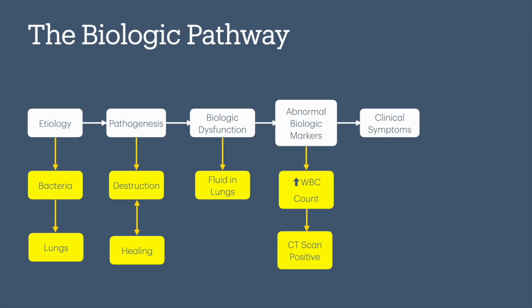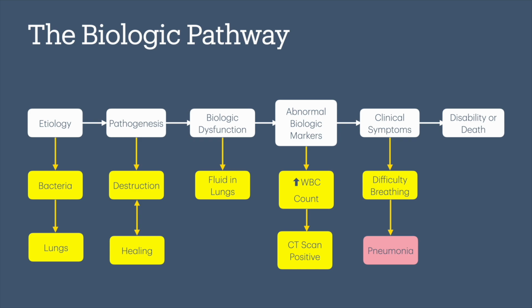Next, people start developing clinical symptoms, such as difficulty in breathing, leading to the diagnosis of pneumonia. And the last stage is temporary or permanent disability or death. Again, continuing with the pneumonia example, unchecked pneumonia could lead to either temporary or permanent use of an oxygen tank to help with breathing, or death from pneumonia.